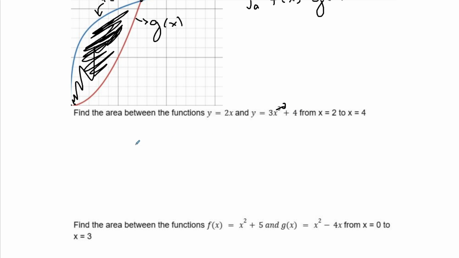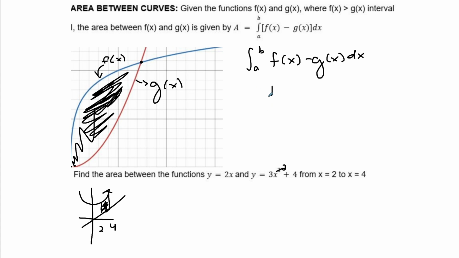And so if we want to find this area, first let's draw these two graphs and see which one would be above the other, right? So the 3x squared plus 4 is going to look something like this, right? And then the 2x is going to look something like this. So then how would we find the area between these functions from 2 to 4, right? Well, we would literally just evaluate the integral of the top minus the bottom. You can look at this as just top minus bottom, okay?